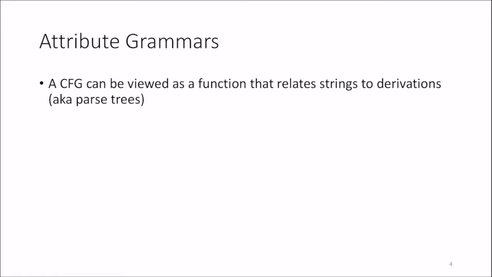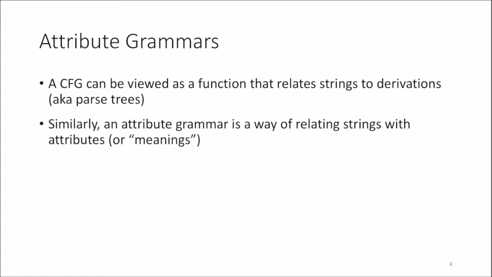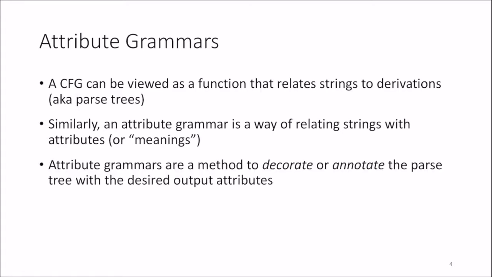A context-free grammar can be viewed as a function that takes a string and produces a derivation. And a derivation is the same thing as a parse tree. Similarly, an attribute grammar is a way of relating strings to attributes, and can be viewed as a byproduct of constructing a derivation. So when we want to associate strings with quote-unquote meanings, we can take a context-free grammar and associate it with these semantic actions that produce what we want once we have a derivation. An attribute grammar can also be viewed as a way to decorate or annotate the parse tree with the desired output attributes. And we'll see some examples of how to view a syntax-directed translation in this way.